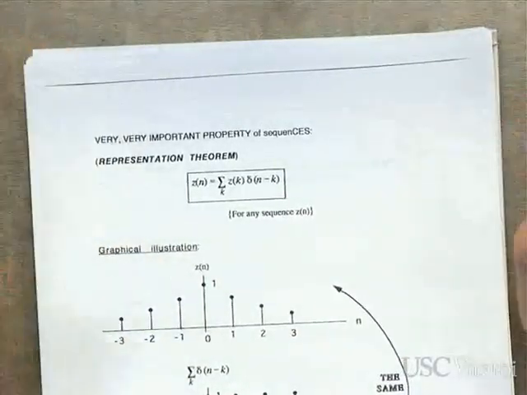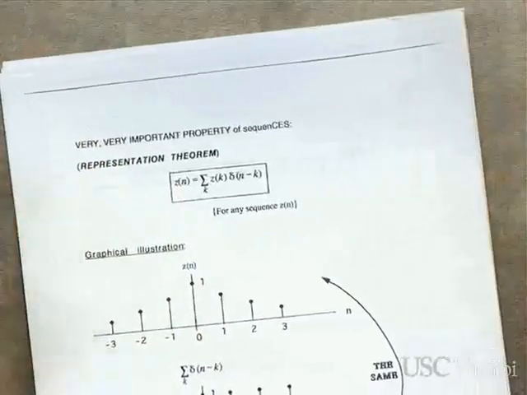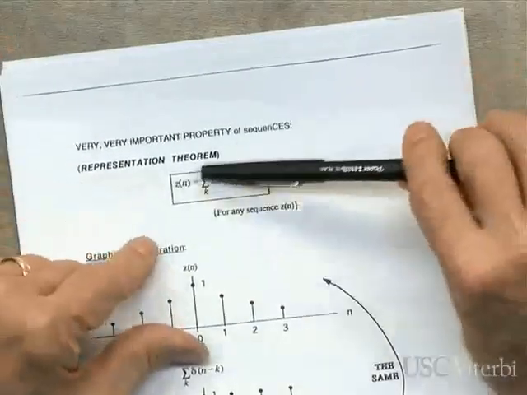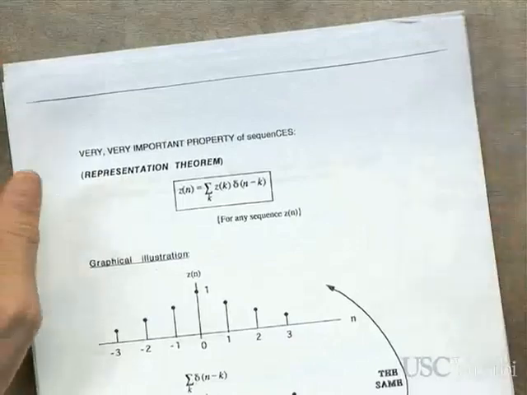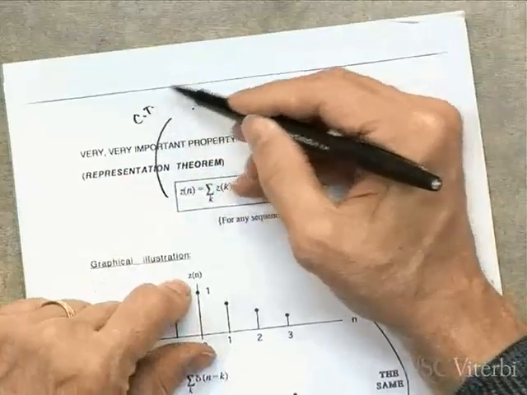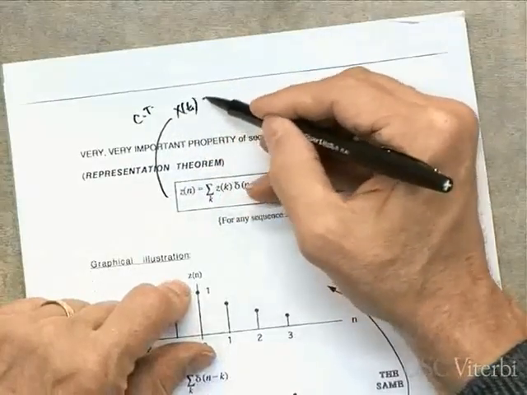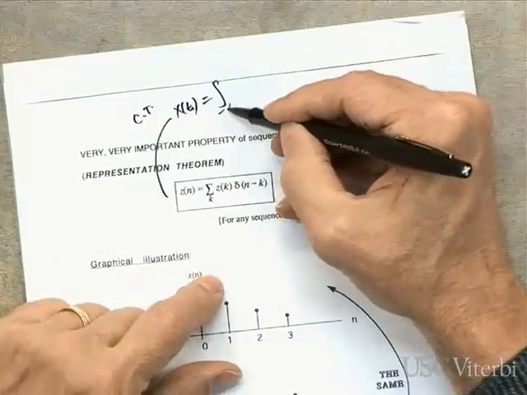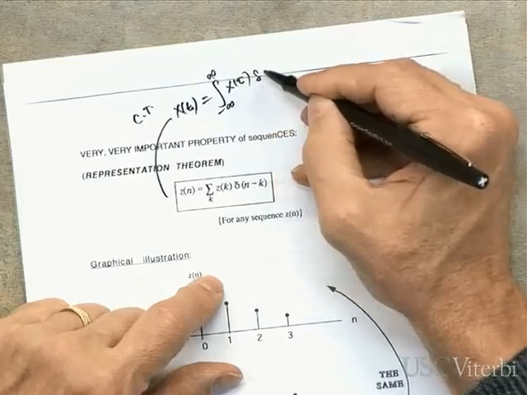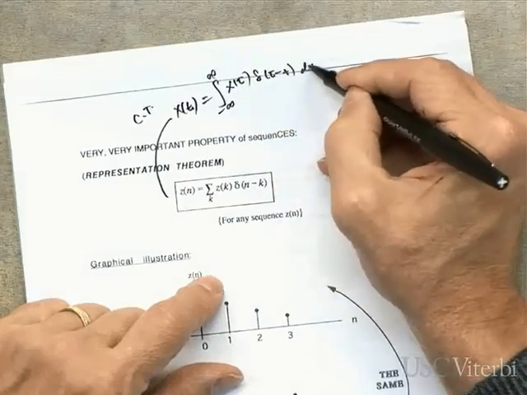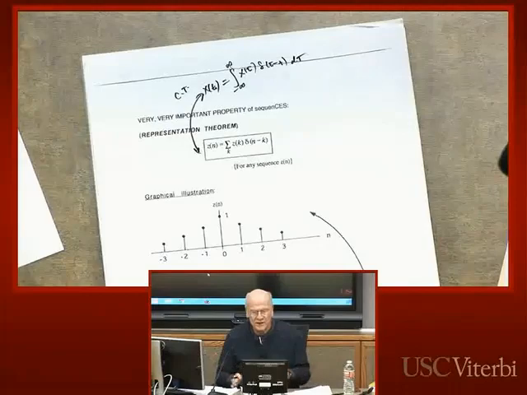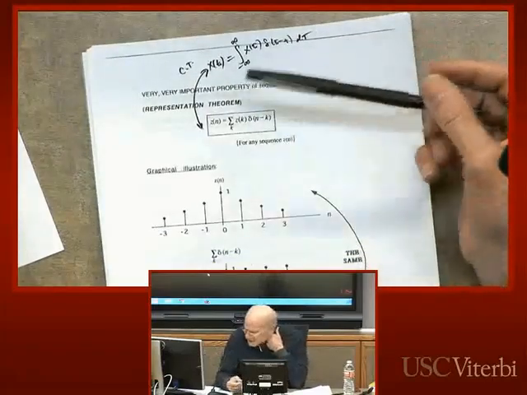Here's a simple concept, but it's used a lot. It is what we call the representation theorem. Essentially, in the continuous time world, it just says that x of t, if you use Dirac delta functions, is the same thing as the integral of x of tau times delta of tau minus t, d tau. So it's kind of the analog of that continuous time theorem.